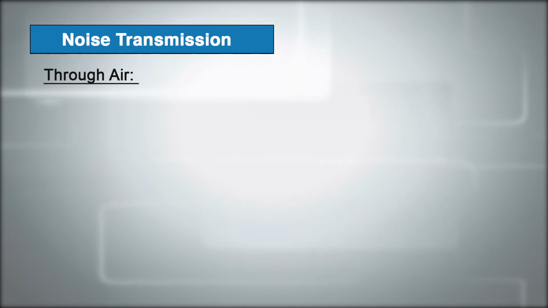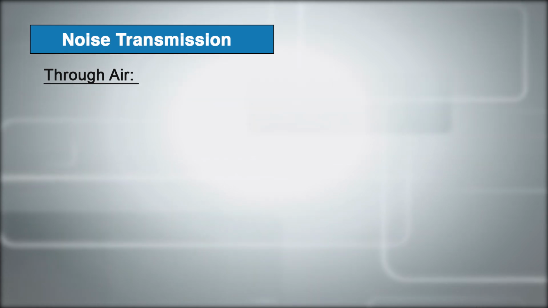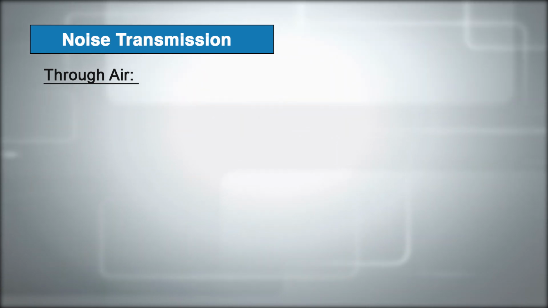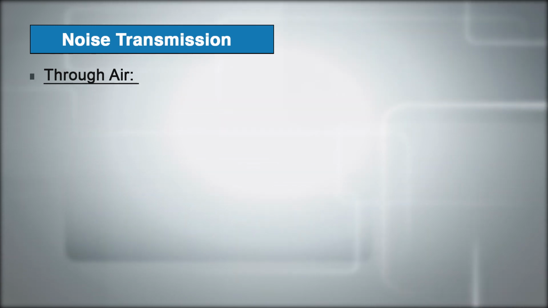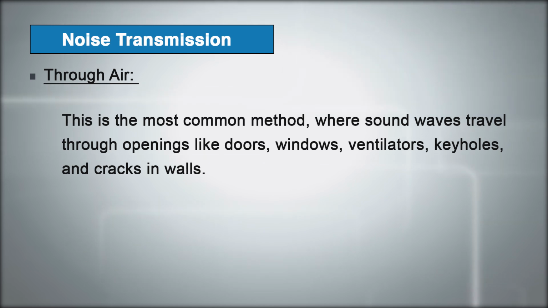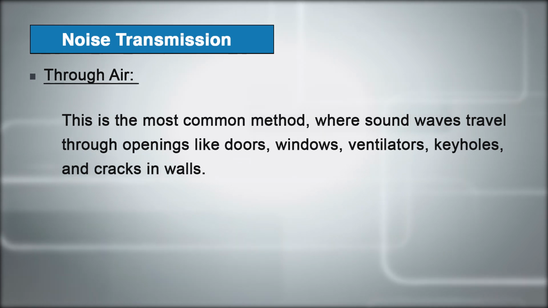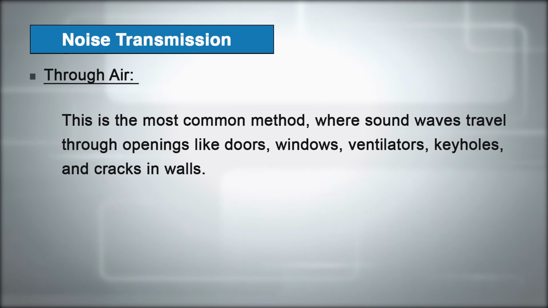Now, we will be discussing noise transmission. Noise can be transmitted in several ways. First is through air. This is the most common method where sound waves travel through openings like doors, windows, ventilators, keyholes and cracks in the wall, etc.